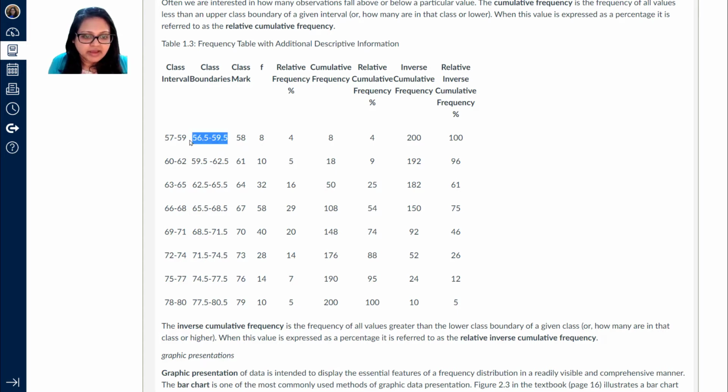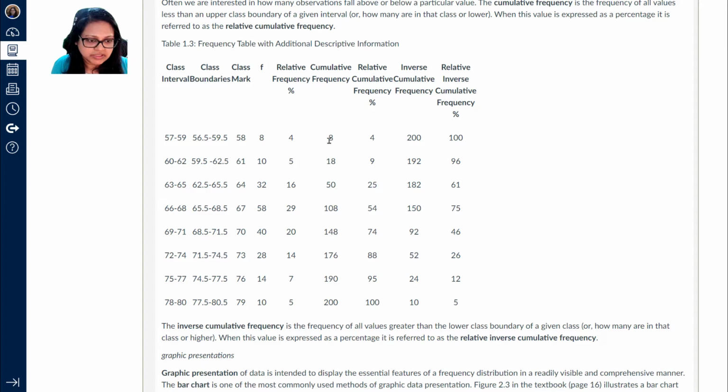So the mid value is 58, and then how many values are within this interval. Then relative frequency would be, if you find all the frequencies, the sum of all the frequencies will be 200. So if you take the 200 and then take the percentage, 8 is out of 200, and out of 100 it will be 4. Same thing for cumulative frequency, you can see that you have to add them.